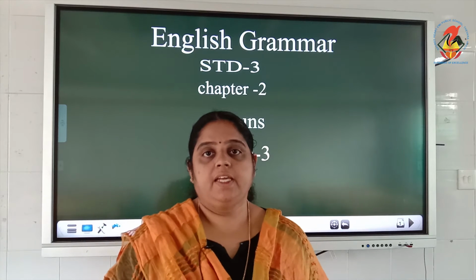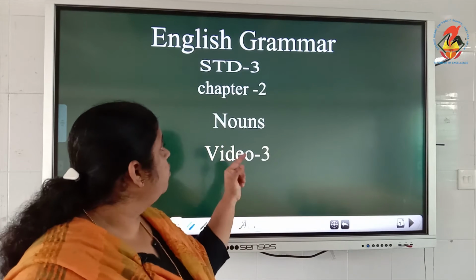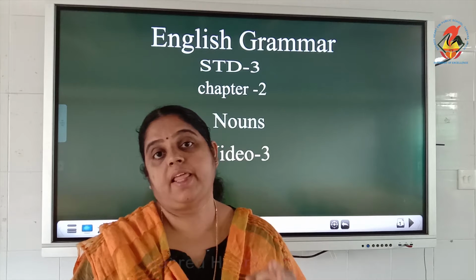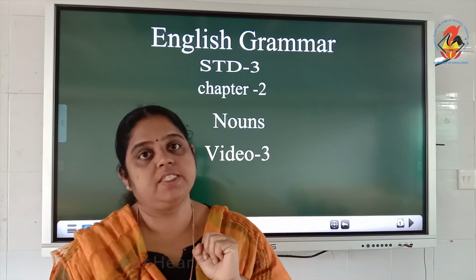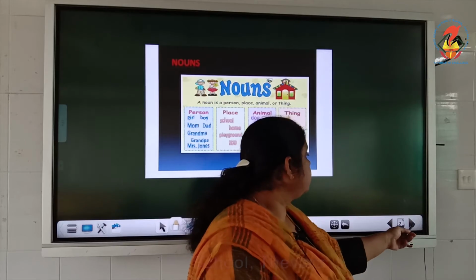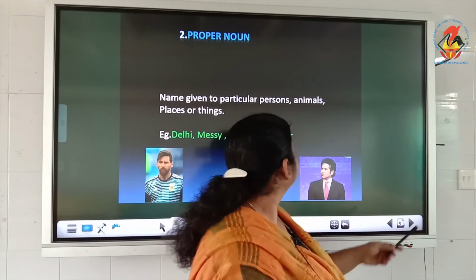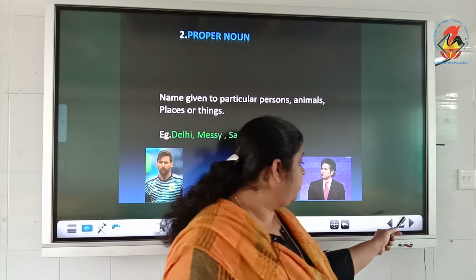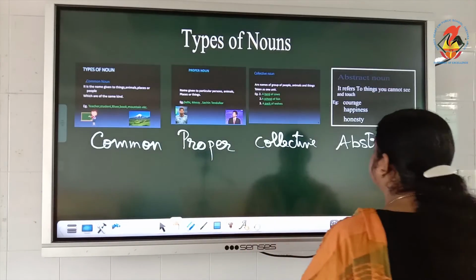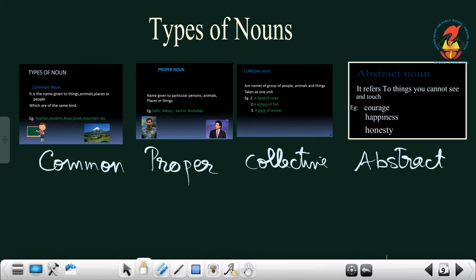So we were studying nouns. Until now we studied what nouns are, then the different types of nouns, and we already finished common nouns and proper nouns. Common and proper nouns we finished. Now we will move to the next one, that is collective and abstract nouns. Collective nouns you have already studied. Abstract nouns we are going to study this year only.